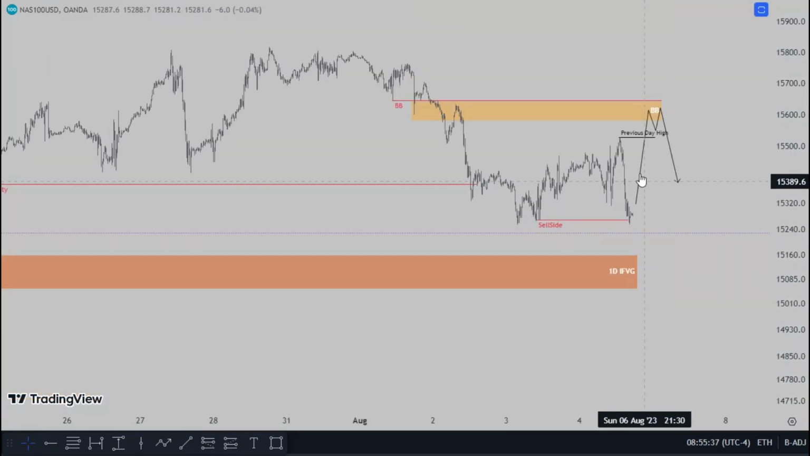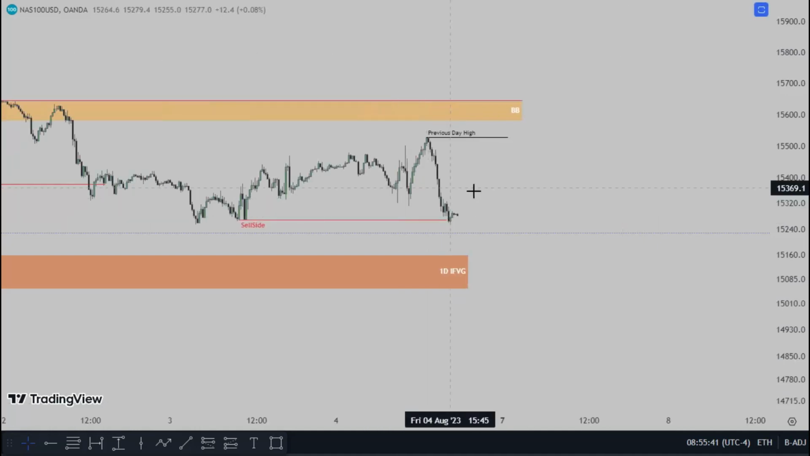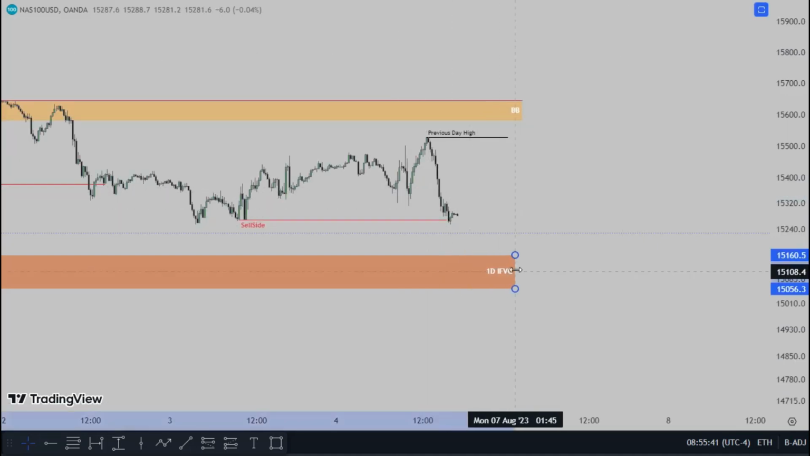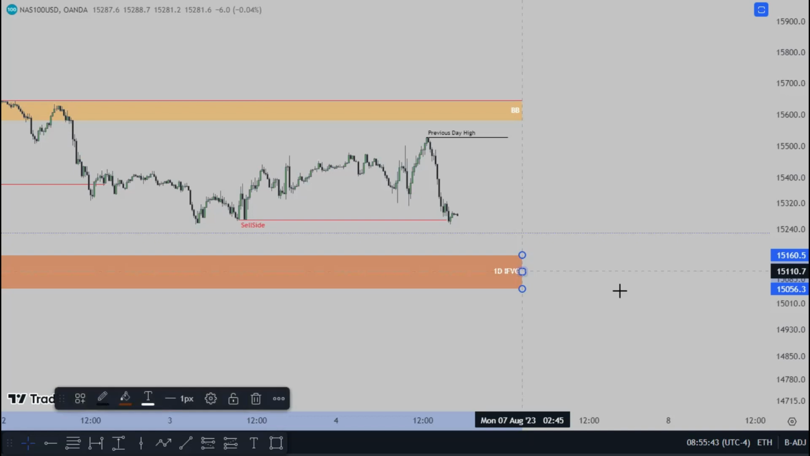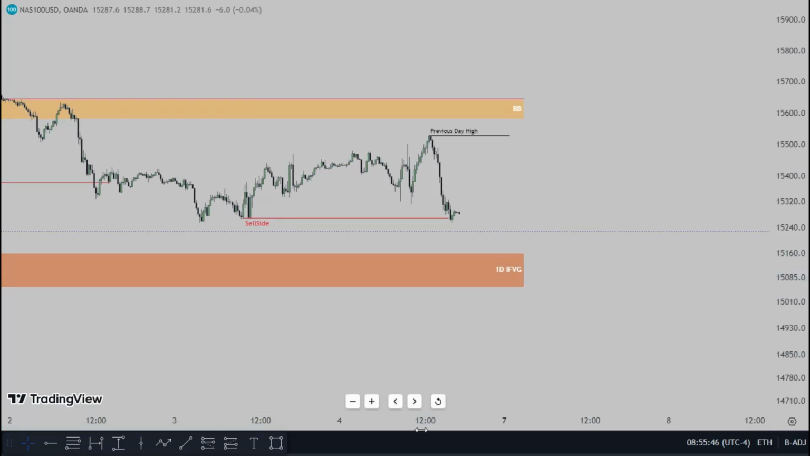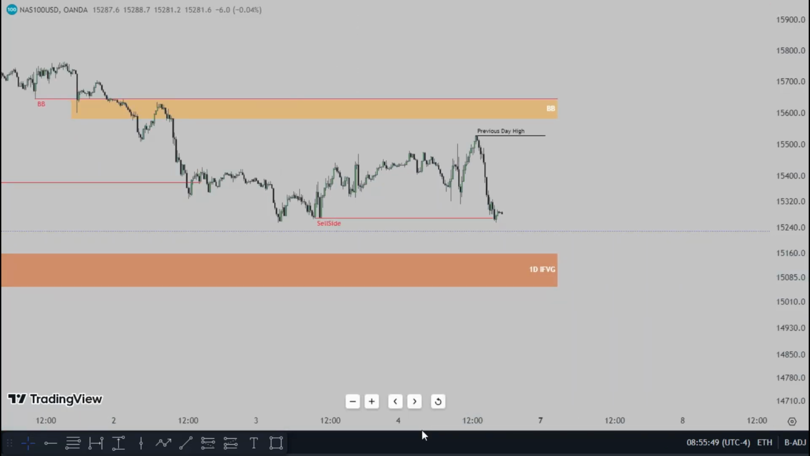So if price manages to dip going down, I'm not going to be taking any trades until I have a clear indication or clear bias which indicates that price is pretty much bearish, if that makes any sense, right?